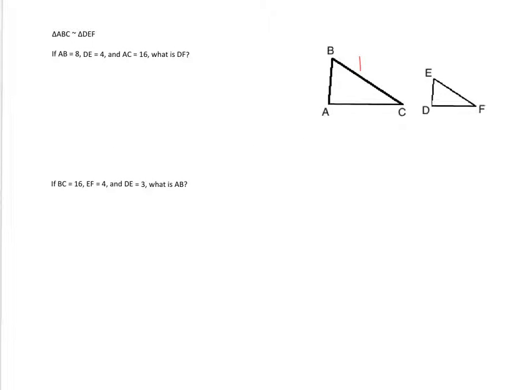Here BC is 16, EF is 4, DE is 3, and I want to find AB. So again, let's set up our ratios. You get triangle 1, triangle 2. You have two fractions. So let's pick, it doesn't matter where you start, let's start with x. So in triangle 1 I have x. What is the x connected to in triangle 2? It's related to 3. So x over 3, they're connected.